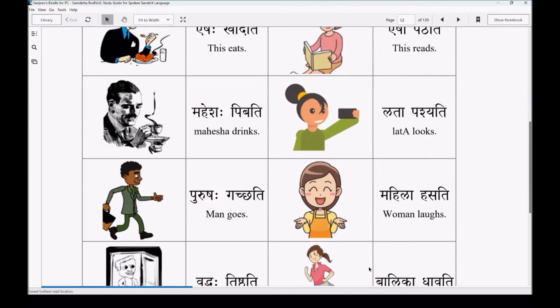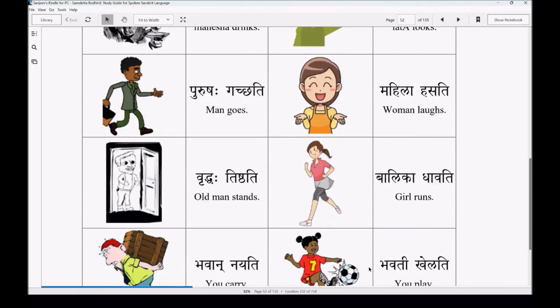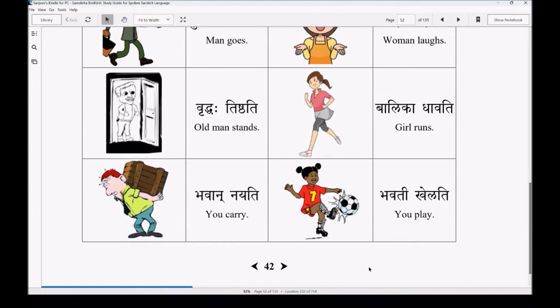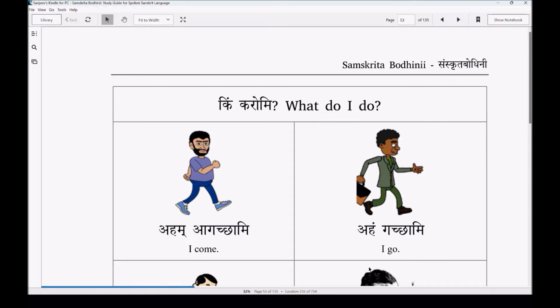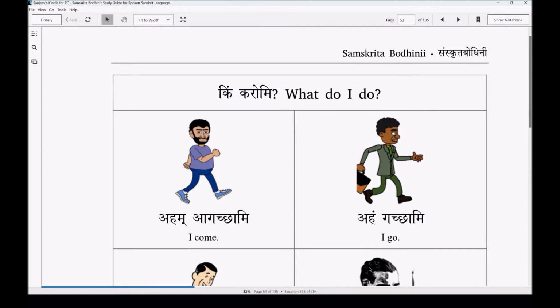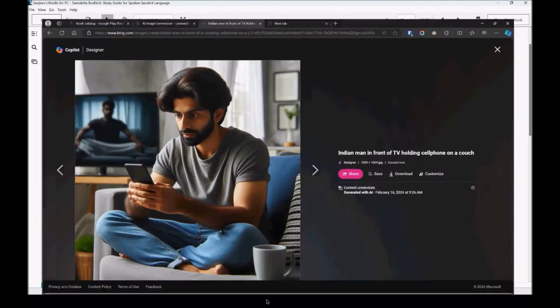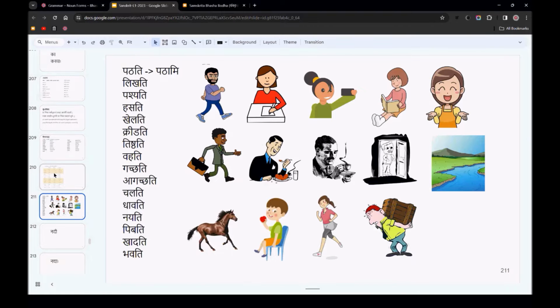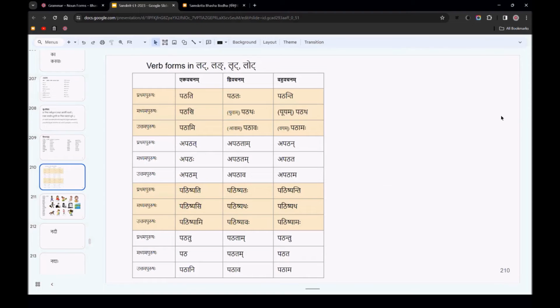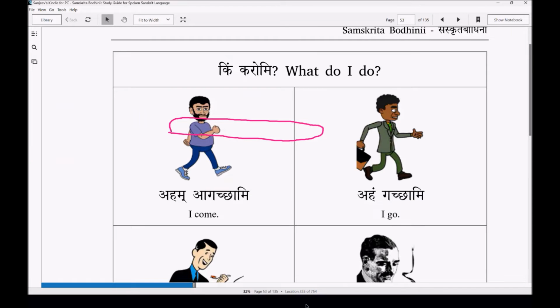So Mahesha pivati, lata pashyati, purusha gacchati, mahila hasati, vruddha tishtati, balika dhavati, bhavati khelati, bhavan nayati. Now, these are the examples for Uttama Purusha. Remember, if you look at the Uttama Purusha forms, these ones, where myself is doing the action. So in that case, we use these forms.